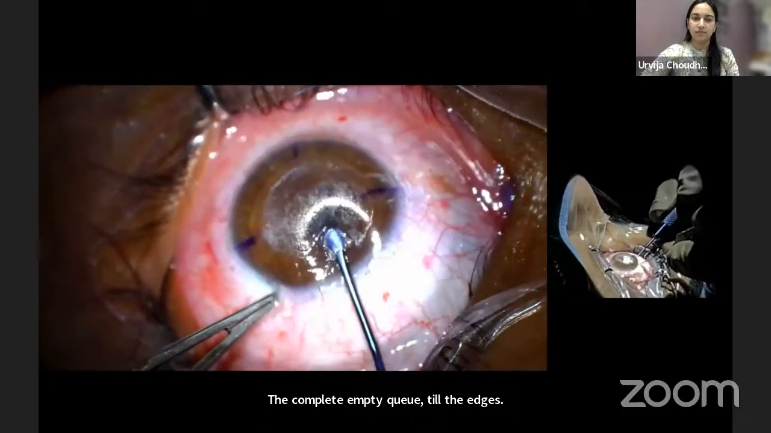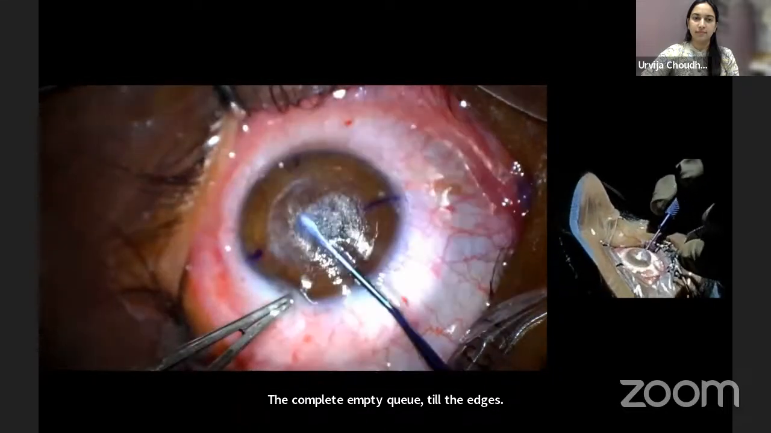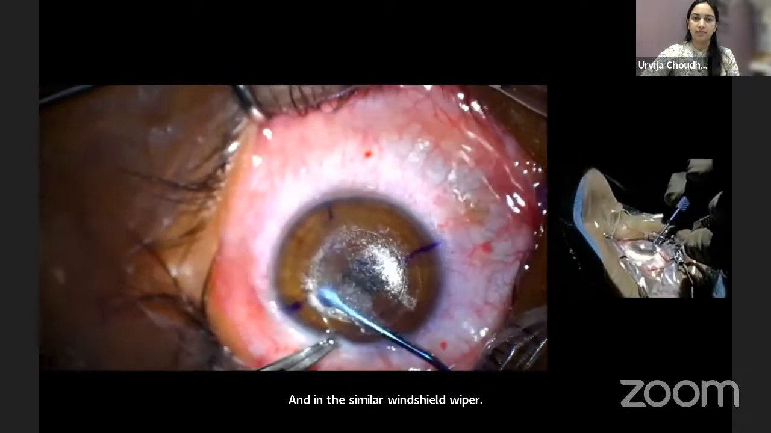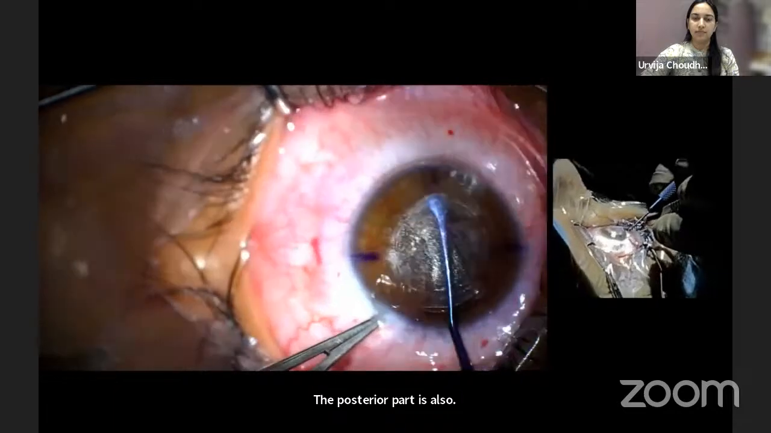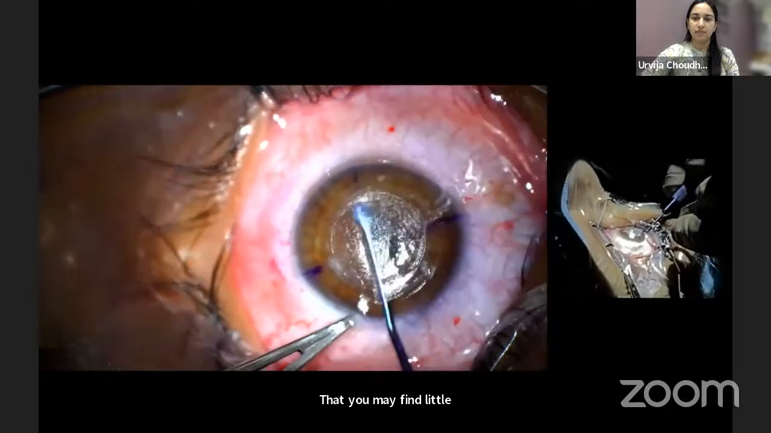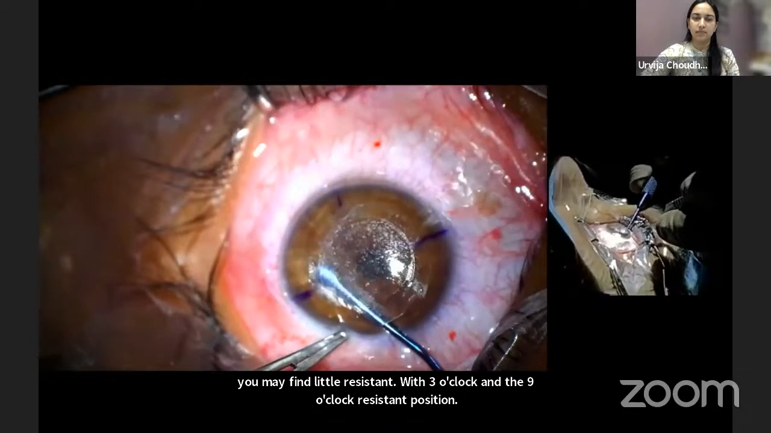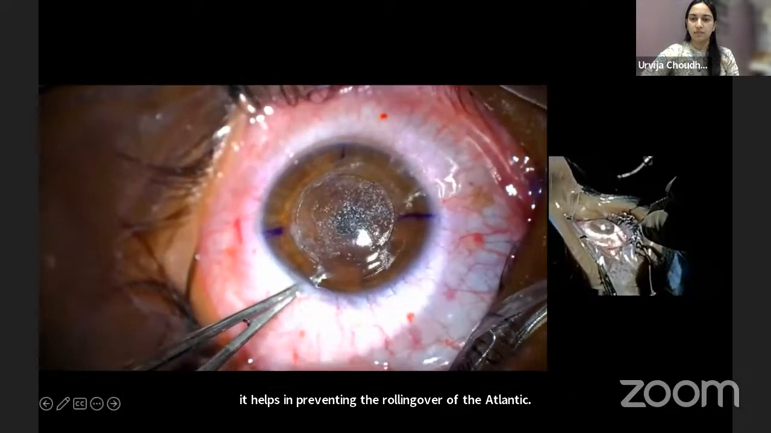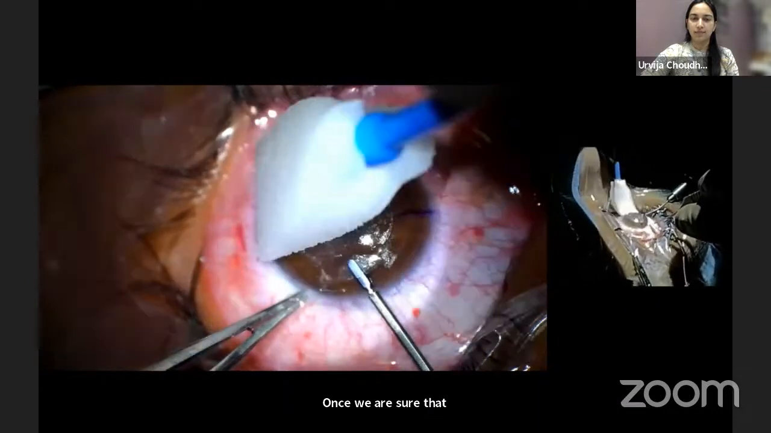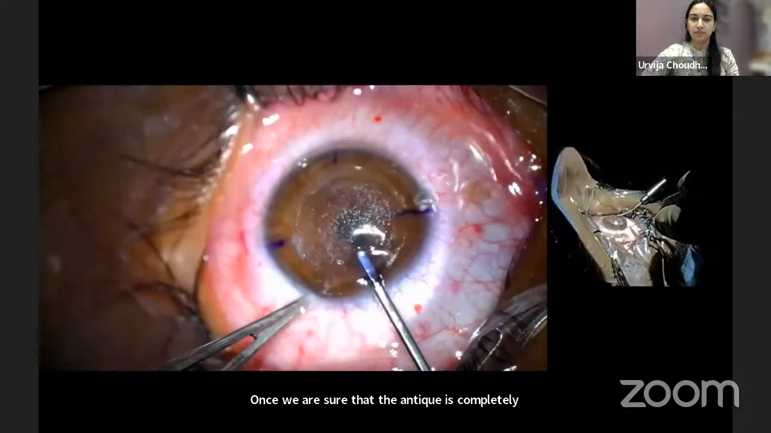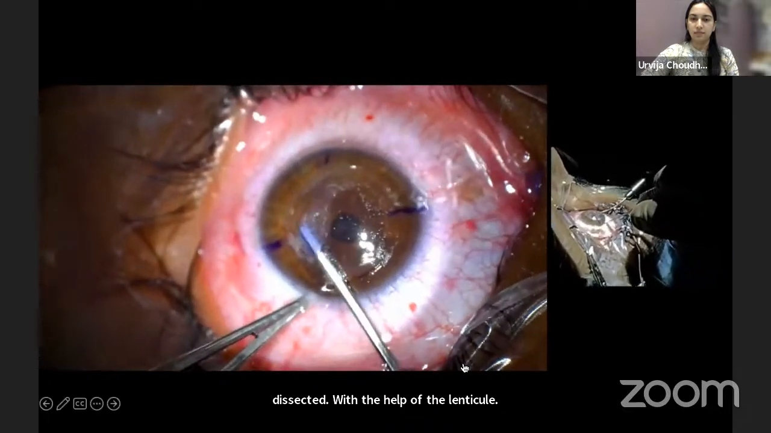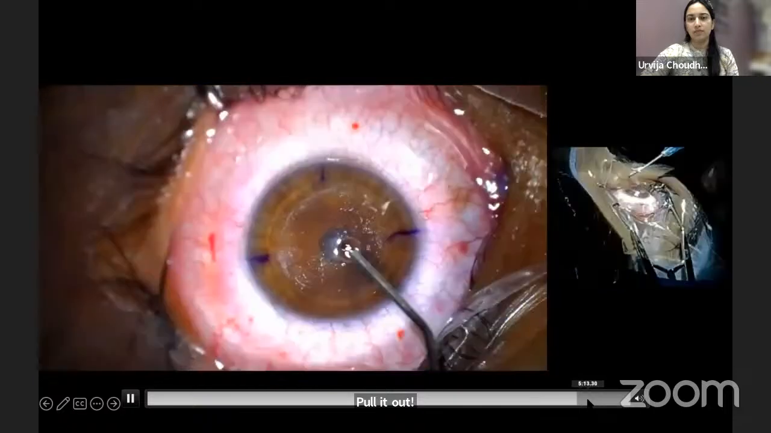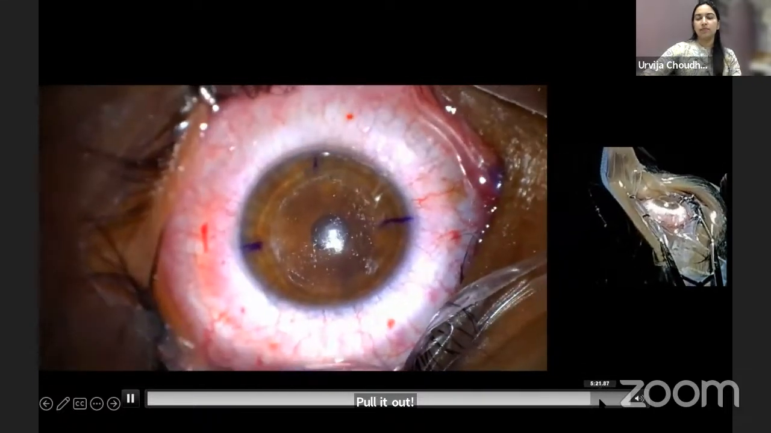Then you try to enter the posterior plane, and in a similar windshield wiper manner, the posterior lenticule part is also cut. You may find a little resistance at the 3 o'clock and the 9 o'clock position, as it helps in preventing the rolling over of the lenticule. Once we are sure that the lenticule is completely dissected, with the help of a forceps, we grip the lenticule and pull it out. Quite fast. Recovery by 24 hours.